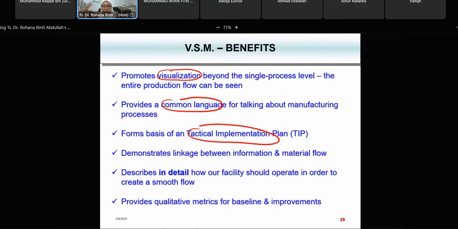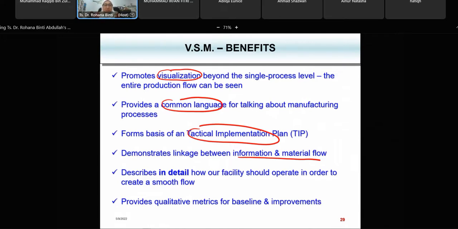And VSM is the basis of doing that. Okay. So demonstrate the linkages between information and material flow. Tadi pun saya dah tunjuk. Alright, daripada material flow tu kita boleh translate into information flow whereby macam tadi kita cakap, kita boleh nampak dia punya queuing time and dia punya process time, and kita boleh dapat information pasal total process time dekat situ.